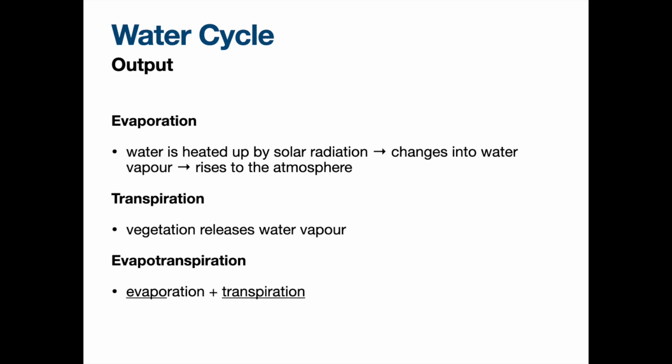So for the output, evapotranspiration, it consists of two processes. One is transpiration, the other one is evaporation. So probably you know evaporation quite well. It's rather straightforward. Simply, it's the change of state from liquid form to gas form, water vapor, because of the increase in temperature. So that is evaporation. And then transpiration is a little bit complex.